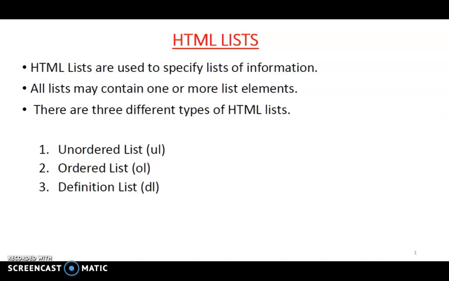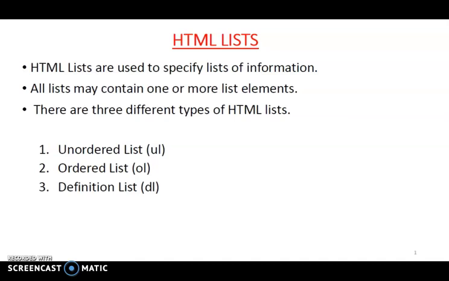Now what is the meaning of HTML list? So the HTML provides the features that the information is displayed in the form of list. Okay, so for specifying the list of items, we use the different types of list. So all lists may contain one or more list elements. The HTML provides three types of HTML list.